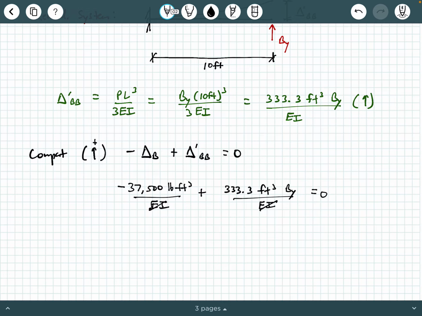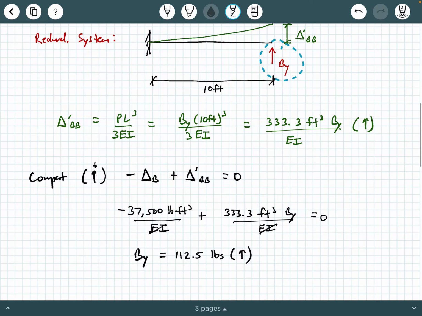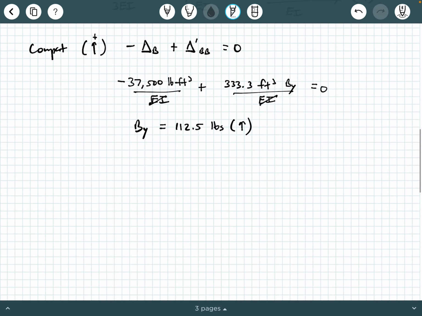We'll see some other things cancel out here as well, so we'll end up calculating BY as 112.5 pounds, and that's going to be a positive number, which means it's reacting upwards, which is the direction we assumed in the redundant system. Now, we're not quite done yet. Now we just need to apply some basic concepts from statics and basic equilibrium to solve for the remaining reactions, and then draw the shear and moment diagram.